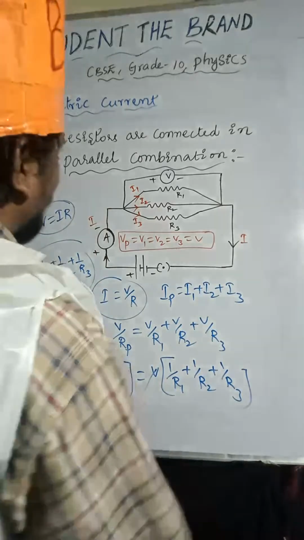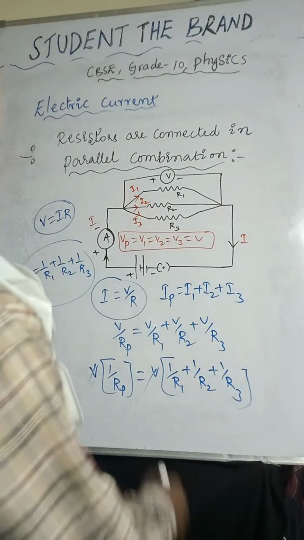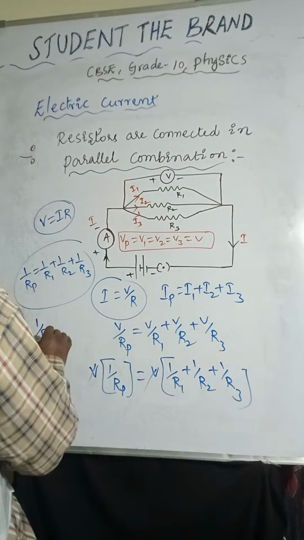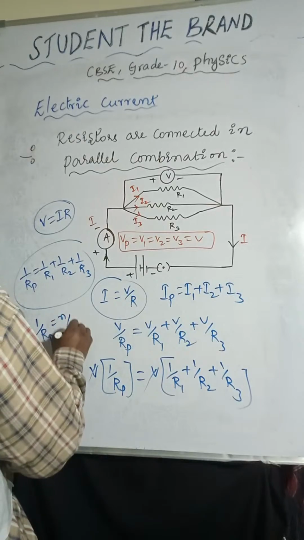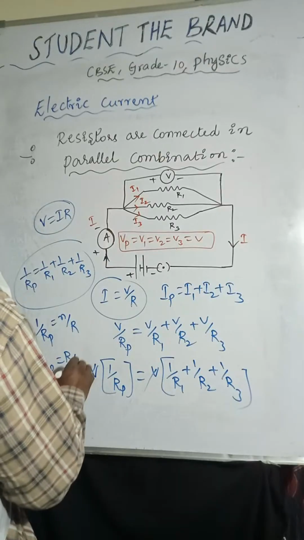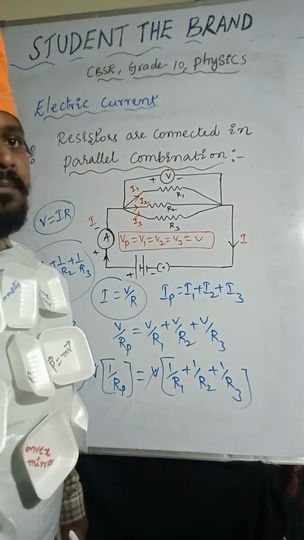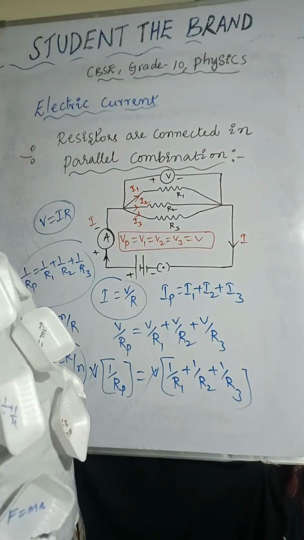So if n number of resistors are connected in parallel combination, then 1 by Rp equals n by R, then Rp equals R by n. So this is about n number of resistors connected in parallel combination. I hope it is very clear.